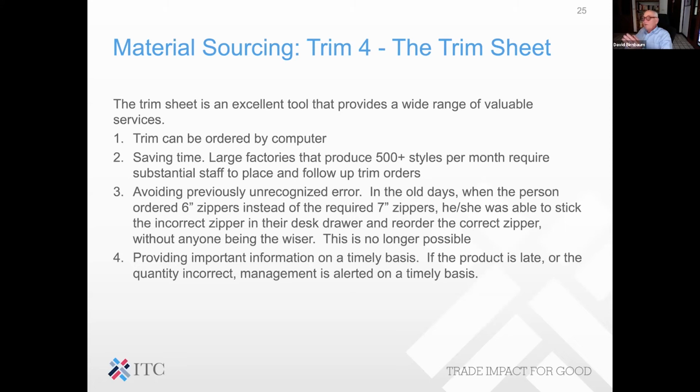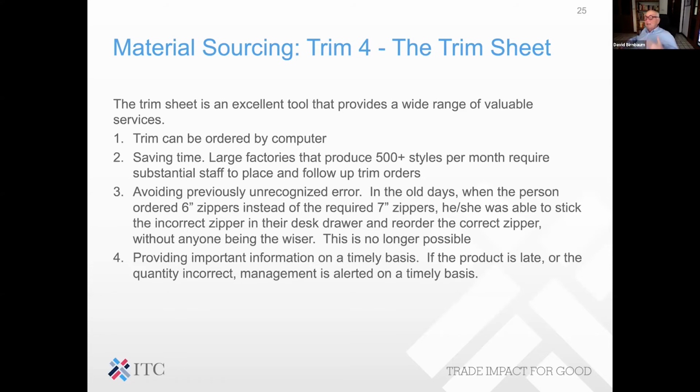In small factories, from time to time, the trim person orders the wrong product. The garment required a 7-inch zipper, he orders a 6-inch zipper. What happens? Well, the 7-inch zipper goes into a drawer somewhere, and he reorders the 6-inch zipper. Who knows the difference? You know, in the computerized versions, you can't order the zipper twice. You can only order the zipper against the trim sheet.